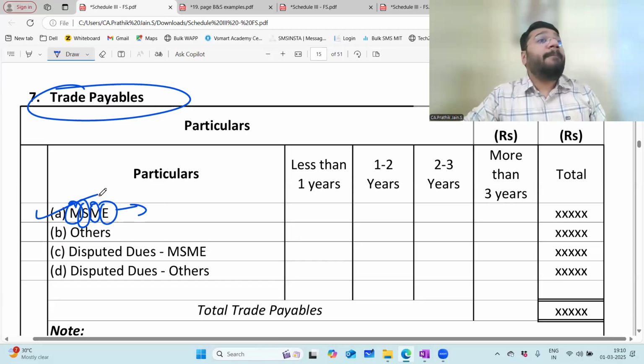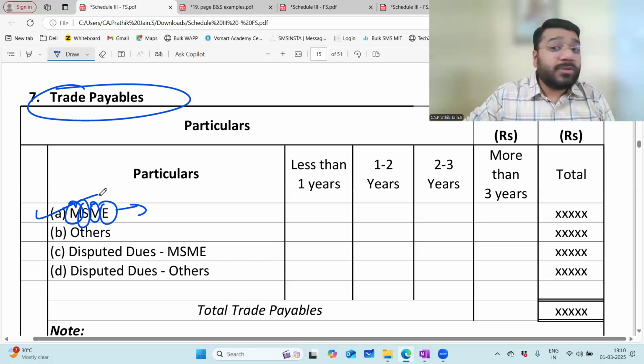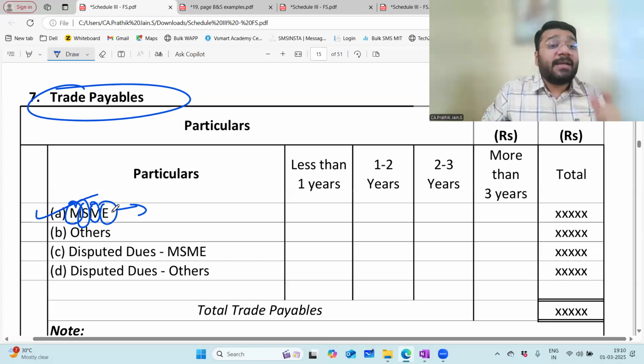So now company law said that just telling how much money is to be paid to the creditor is not sufficient any longer. You have to tell me this money is due for payment for how long. So they gave you multiple options. You have to disclose that the money due to MSME is to be paid for less than 1 year.